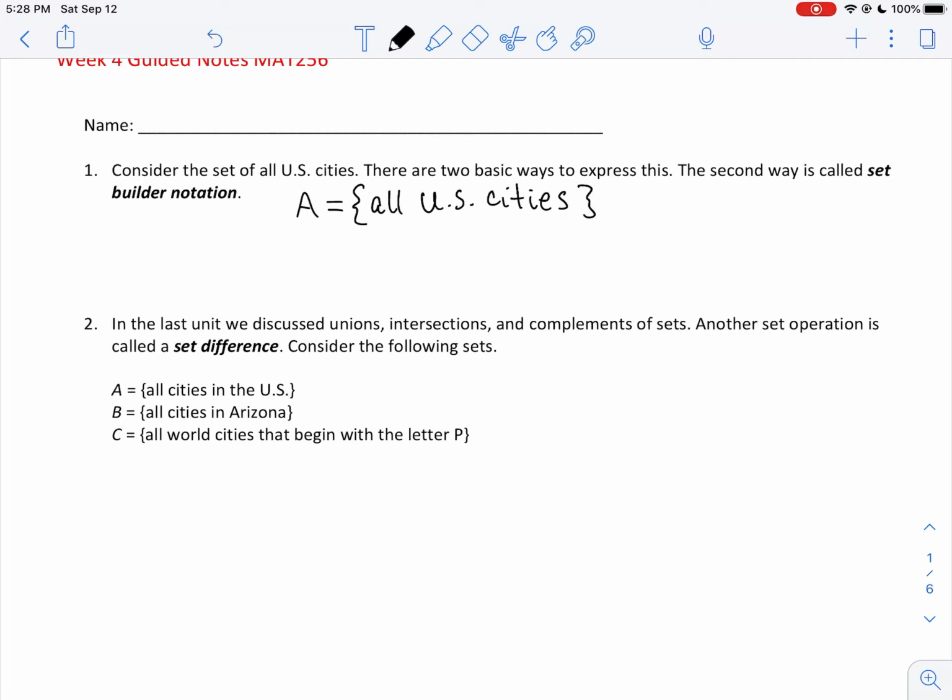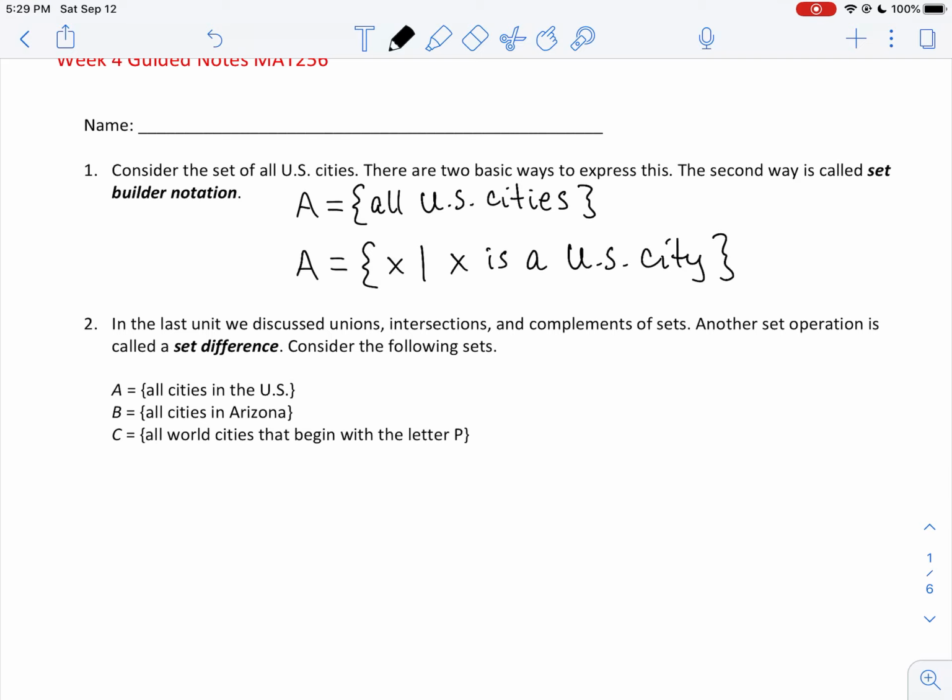Now there's also a more formal way to express a set called set builder notation, and it looks something like this. You say A is equal to the set of all, and then put a variable here. Often you'll see an X, or it really doesn't matter what letter, of all X, and then you do a vertical line which stands for such that X is a U.S. city. And then you close the set notation.